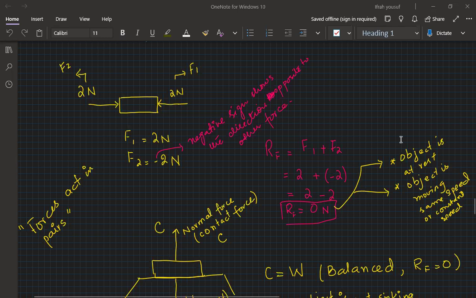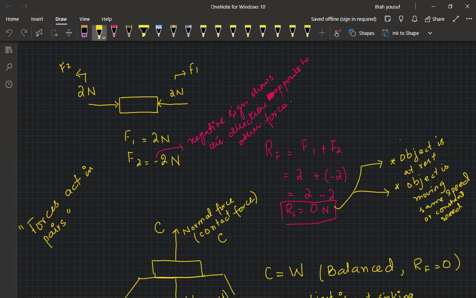Meanwhile, I would like to give you one question. You have one block here, and some forces are acting on it. Let's say this is 2 Newton, and let's say this is 4 Newton, and let's say this is 6 Newton. Now, can you find the resultant force? Meanwhile, you are going to solve this one. Is this visible? Okay.